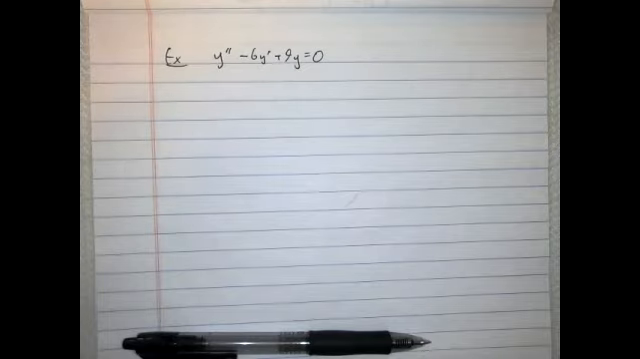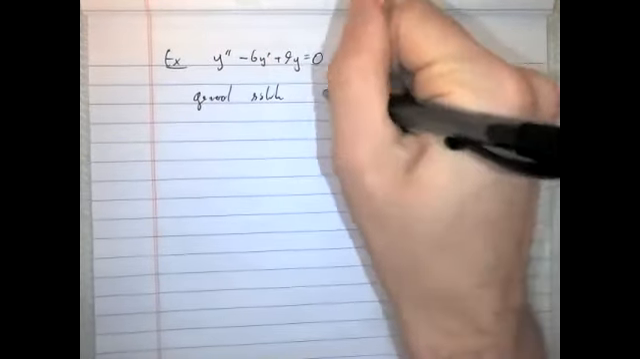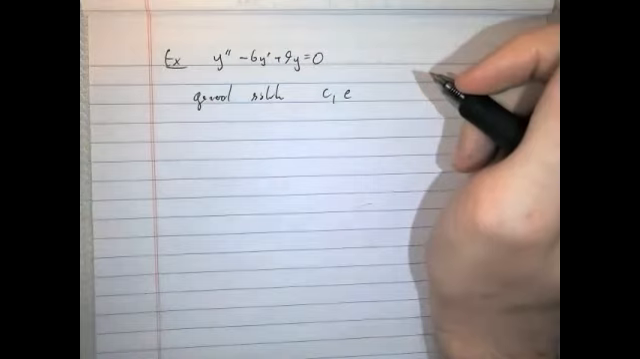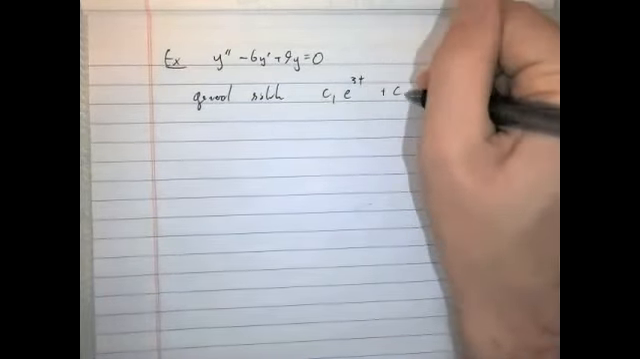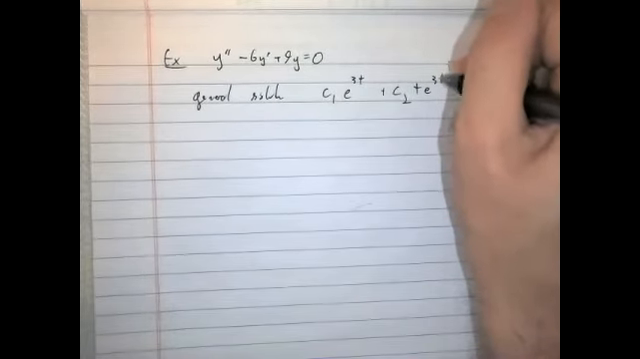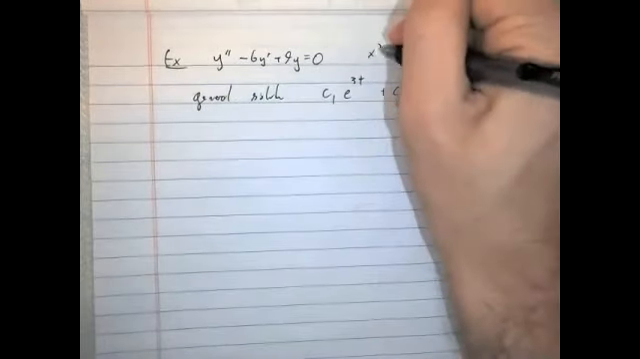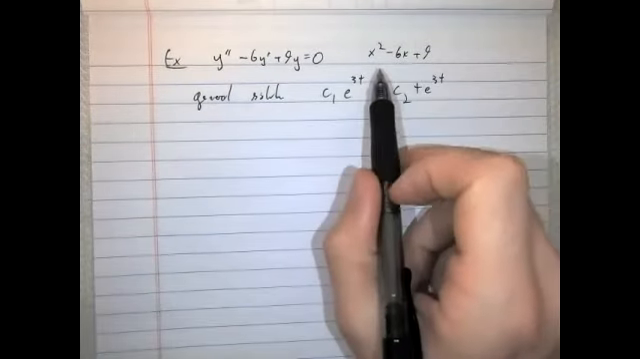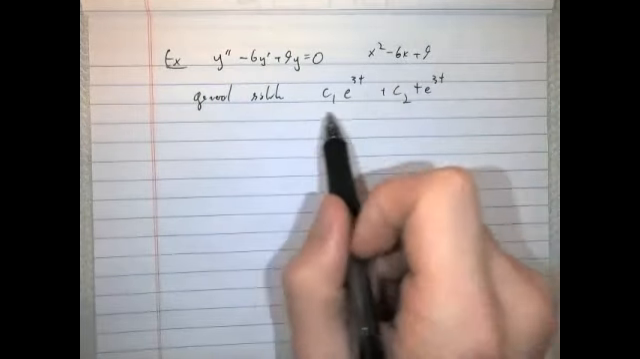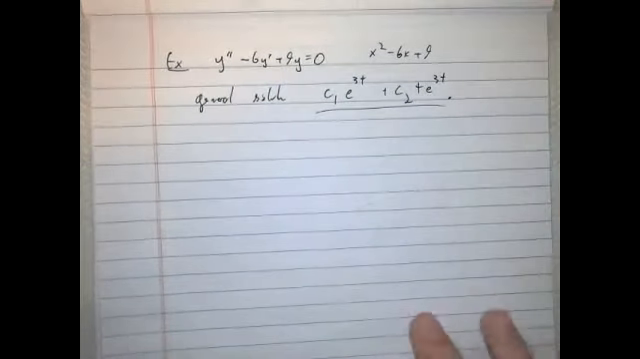So what's the general solution here? C1 e^(3t) + C2 t e^(3t). Yes, right? The root of this characteristic equation, x² - 6x + 9, is 3. It's a repeated real root, so the general solution is just this.